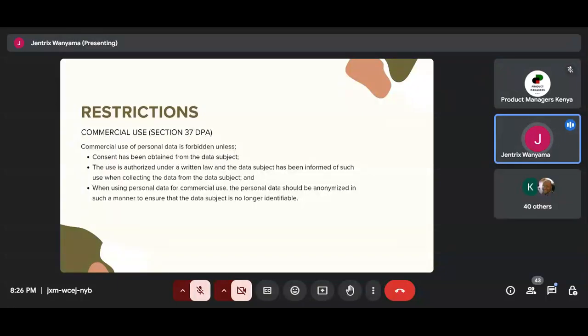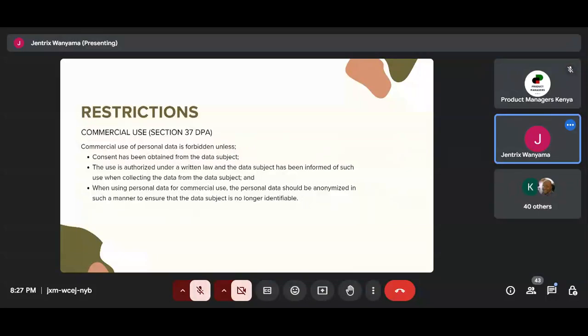I think, for example, for advertisers, so if you're working for maybe a PR firm, an advertising firm, or anything like that, advertising is a commercial use, and so you need to be mindful of whether the consent has been given or if there's such an authorization for you to use that data for commercial use.